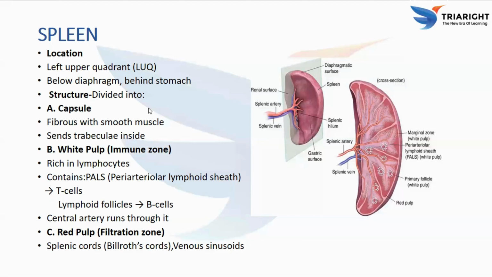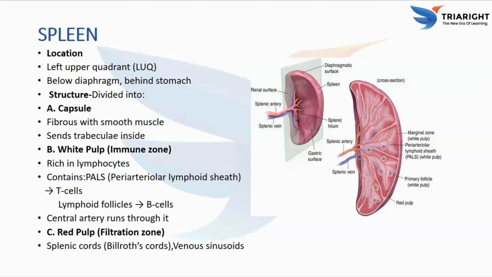So what are the features of white pulp? It is rich in lymphocytes. It surrounds small arteries entering the spleen. Now what are the components of the white pulp? The PALS, which is called the periarteriolar lymphoid sheath, surrounds the central artery. It is very rich in T cells.